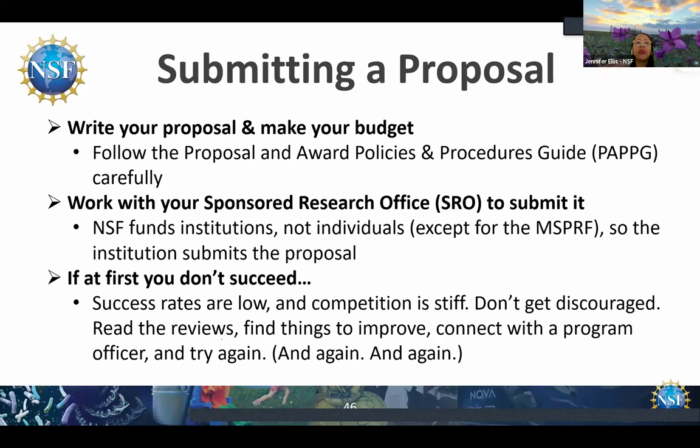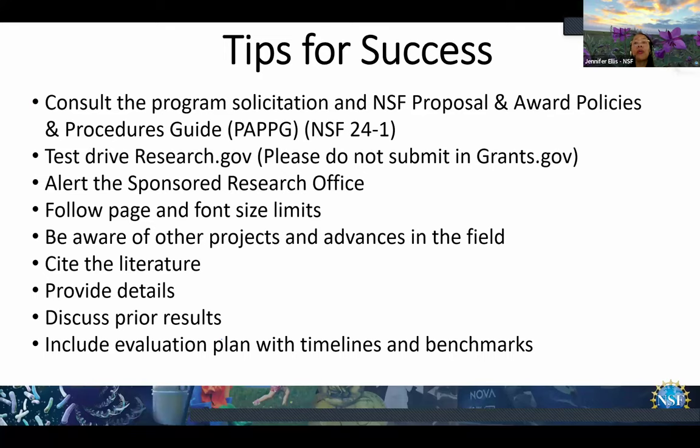When you write your proposal, follow the guidelines and work with your grants office or your sponsored research office. And if at first you don't succeed, try again. Don't get discouraged. Contact the program officer who wrote the decline, or others who are deemed expert in IUSE in that area, to have conversations on how to potentially revise and resubmit your proposal. Some additional tips for success.